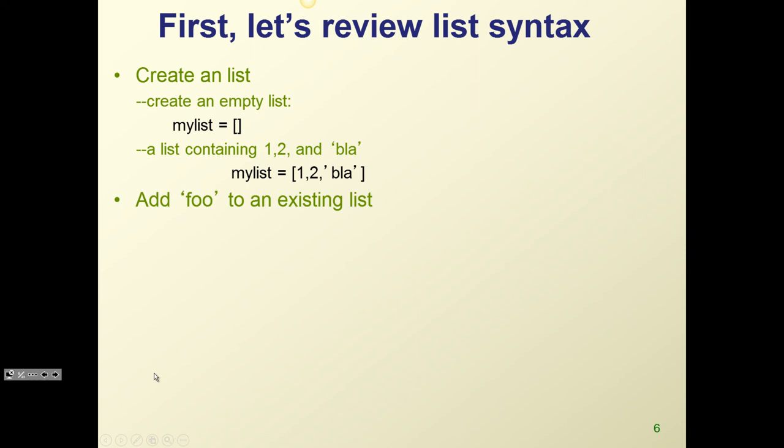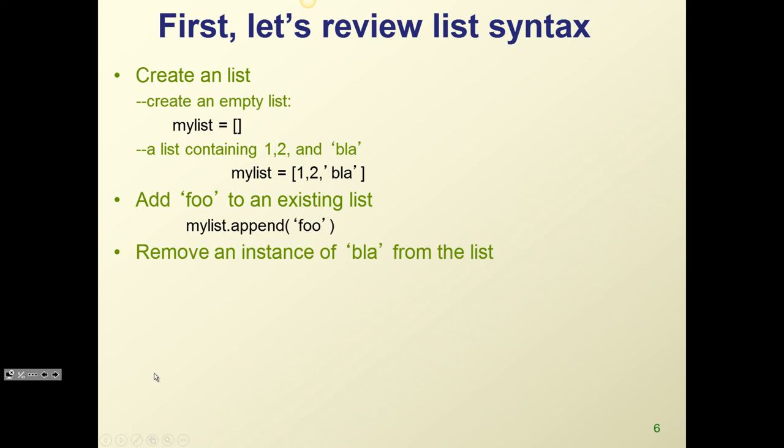Add foo to an existing list. How do we do that? Yeah, we can append. To remove blah from the list, yeah, there's a remove method. If you want to get the third item in the list, you would use the index 2.